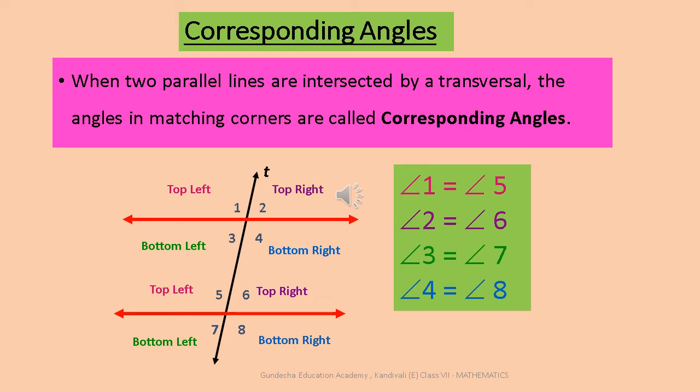Similarly, angle 2 and angle 6 are on the right side of the transversal and are on top of their respective parallel lines. Therefore, angle 2 and angle 6 are corresponding angles and they are equal. Similar is the case with angle 3 and 7 and 4 and 8.